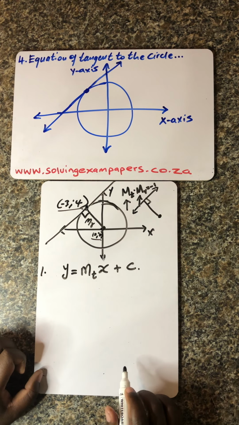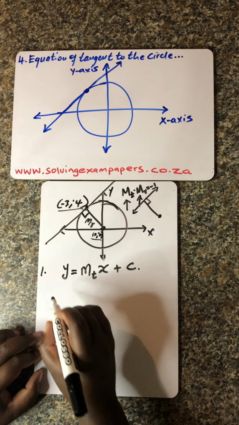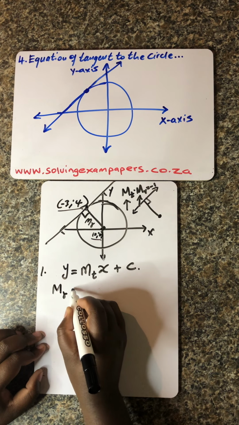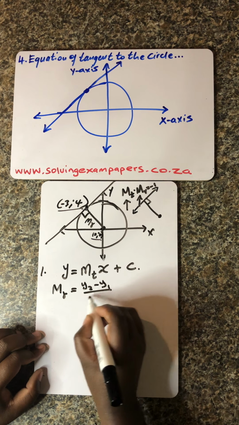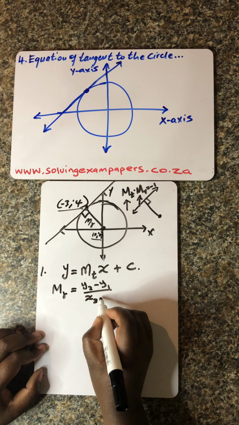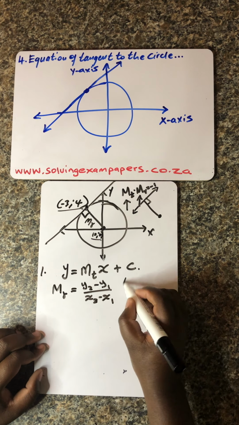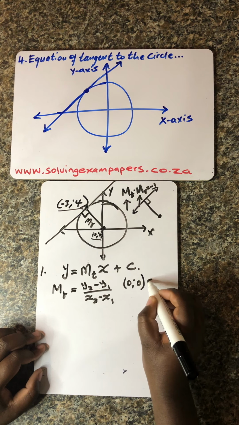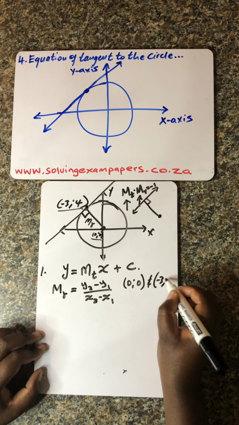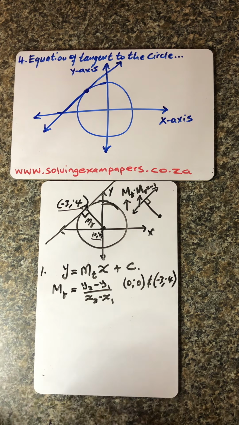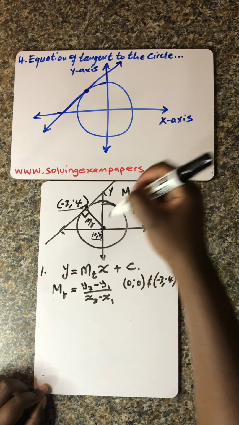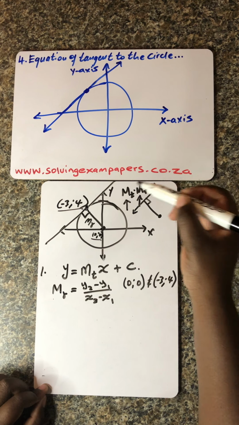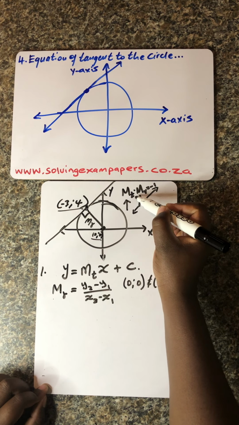Okay, so now, with this information, can we calculate m of r? It seems like we can, because the gradient of the radius will be equal to (y2 minus y1) over (x2 minus x1). Remember, we've got 2 points: (0, 0) and (-3, 4). So we're going to calculate the gradient of that radius, and substitute it into that formula so that we get the gradient of the tangent.